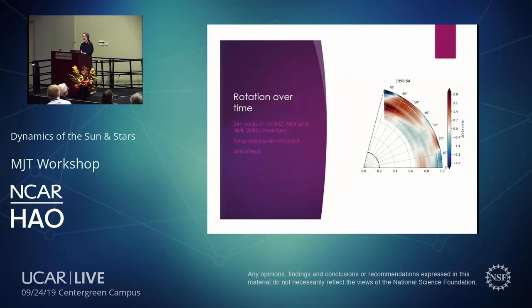So now you can see that we have these bands of faster and slower rotation, and you can see these bands coming down towards the equator during the solar cycle. There goes cycle 24. And is anything happening? There is cycle 25.